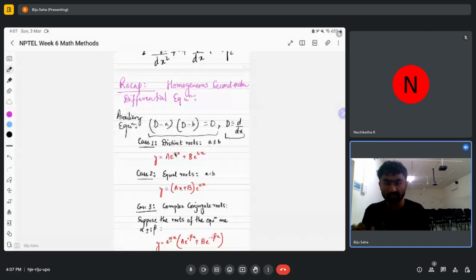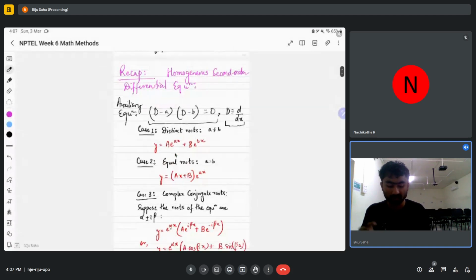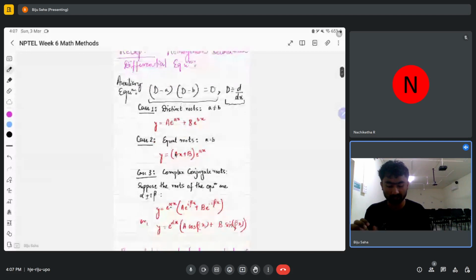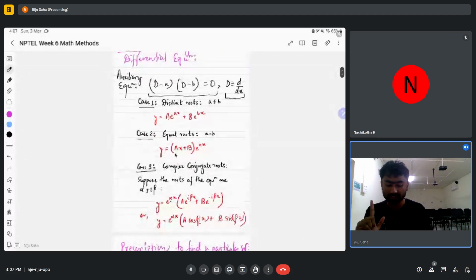The roots of this will determine what will be my solution to the homogeneous differential equation. That is what will be my complementary solution. So there are three cases. We discussed this in the previous class. First case is the case of distinct roots. That is when your two roots are not equal, they are distinct. So a is not equal to b. For that case, the solution to the differential equation has this form, a linear combination of e to the power ax and e to the power bx.